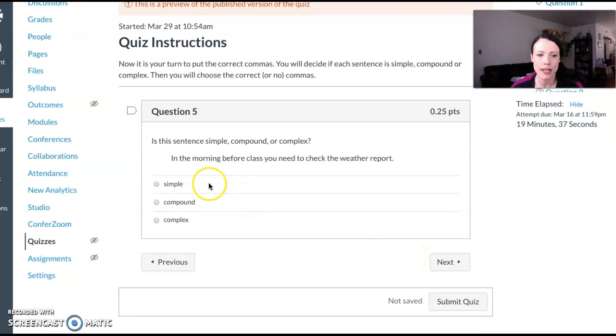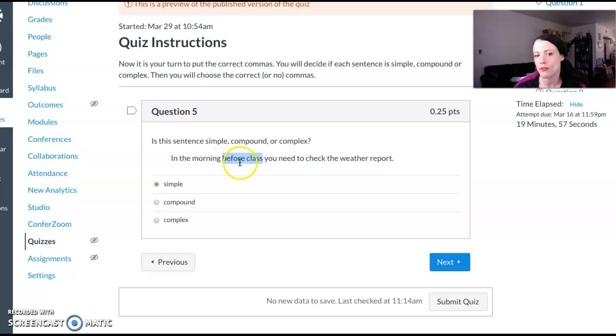Simple, compound, or complex? In the morning before class, you need to check the weather report. Did I trick you on this one? I was trying to. This is a simple sentence. In the morning, what is that? Prepositional phrase. Before class, what is that?